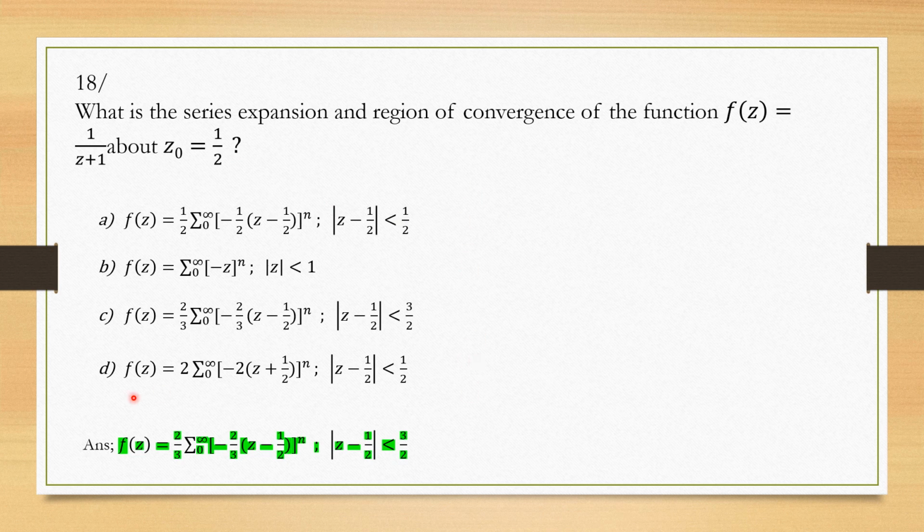And the answer will be f(z) = 2/3 summation from 0 to infinity of (-2/3 (z - 1/2))^n, and |z - 1/2| will be less than 3/2.